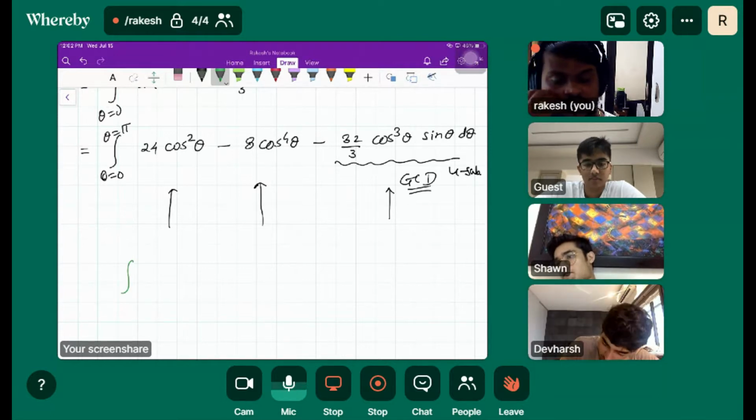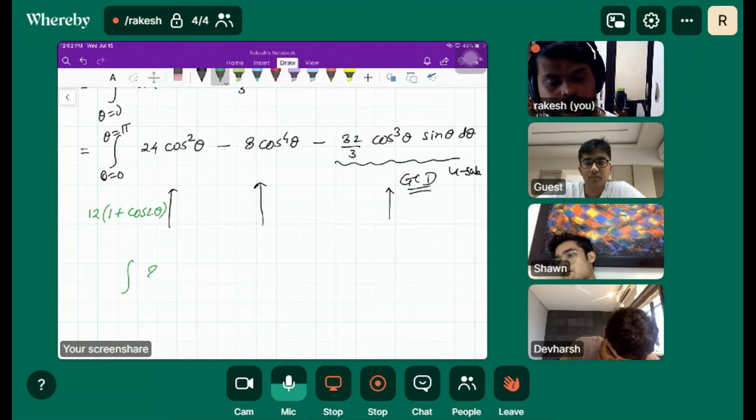And cos square theta is 1 plus cos 2 theta by 2. So 12, 1 plus cos 2 theta. And for 8 cos 4 theta.